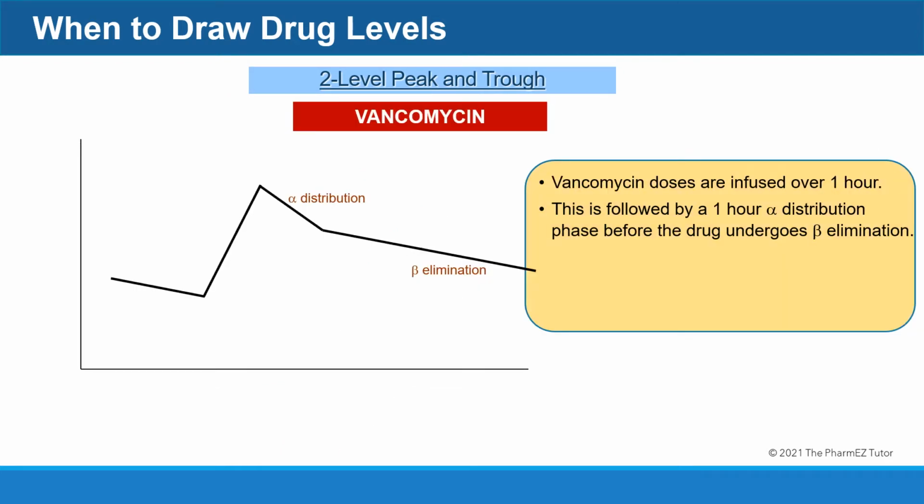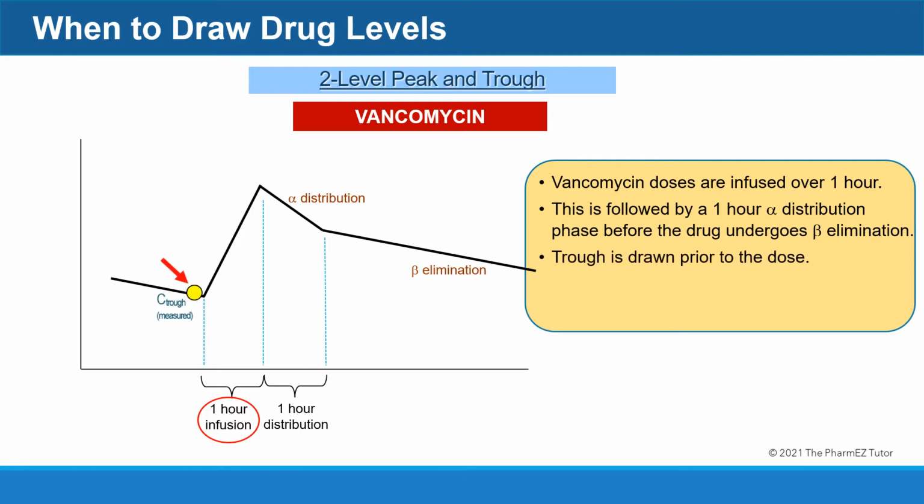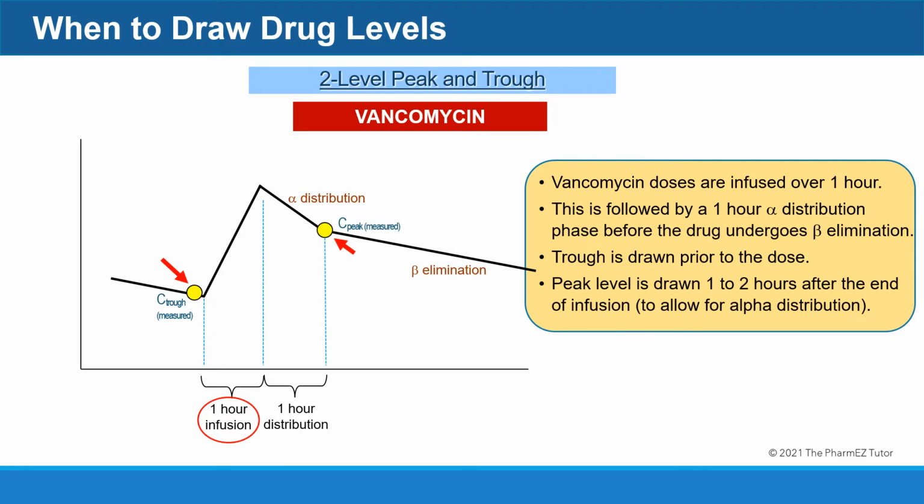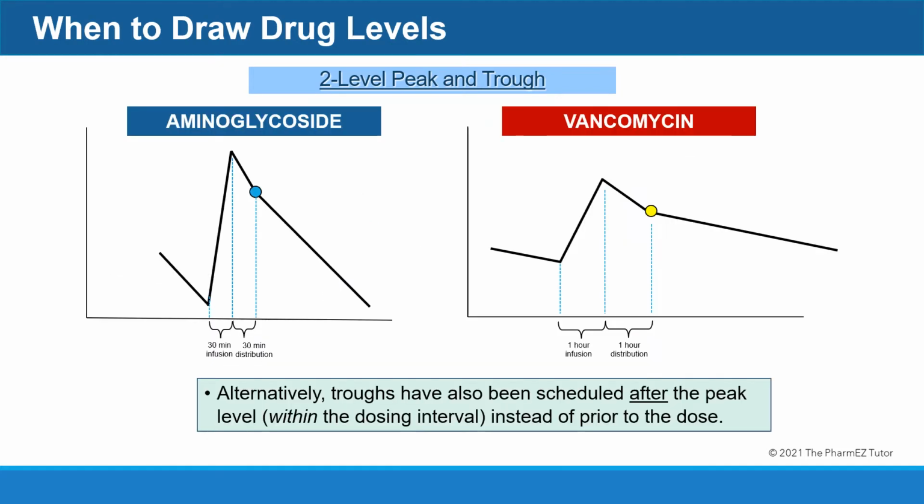For vancomycin, doses are infused over 1 hour, and then this is followed by a 1-hour alpha distribution phase before the drug undergoes beta elimination. The trough is drawn prior to the dose, and the peak level is drawn 1 to 2 hours after the end of the infusion to allow for alpha distribution. Alternatively, troughs have also been scheduled after the peak level within the dosing interval instead of prior to the dose.